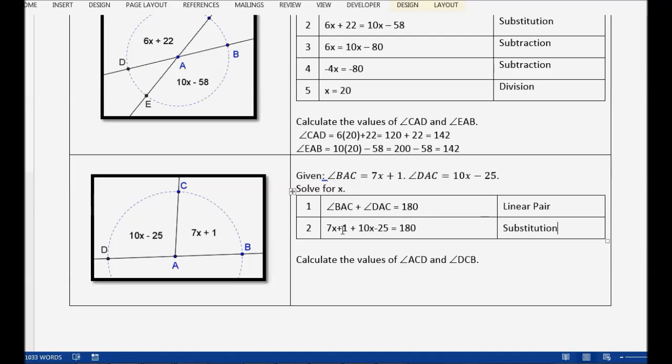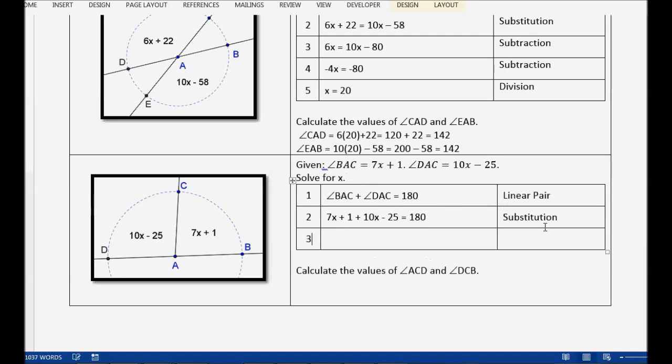And this is going to bother me. I didn't put spaces in there. There. Okay. Now we're combining like terms on the left-hand side. 7x and 10x is 17x, and 1 minus 25 is negative 24. That's equal to 180. This is substitution, the combination of like terms.